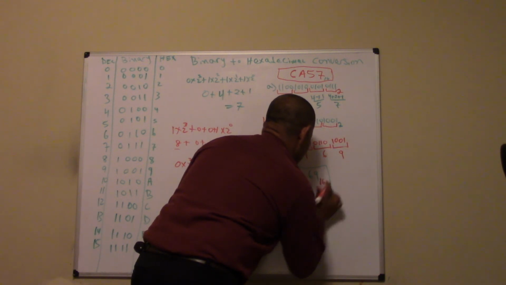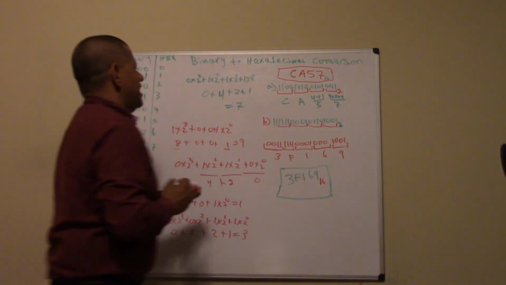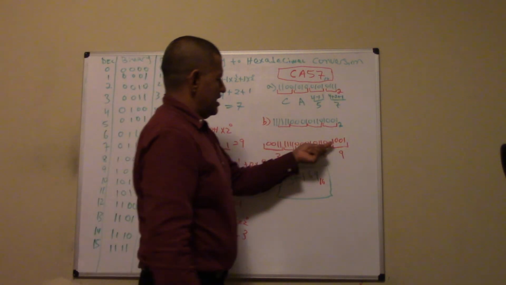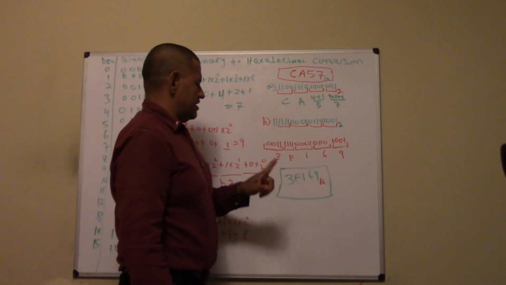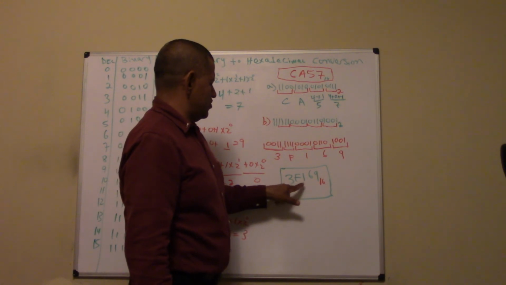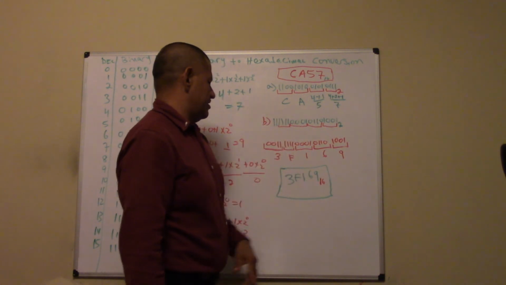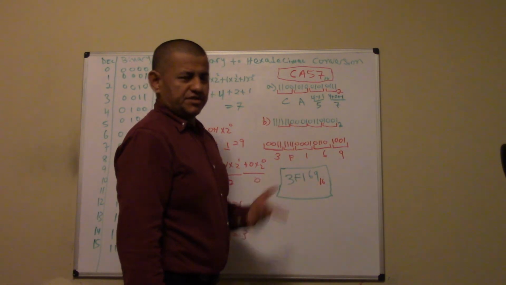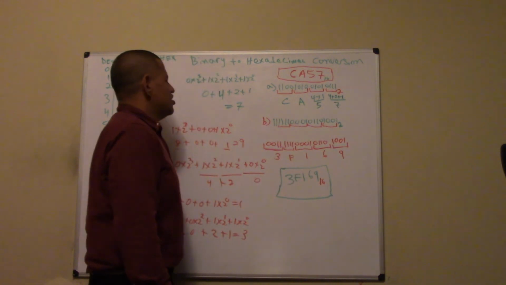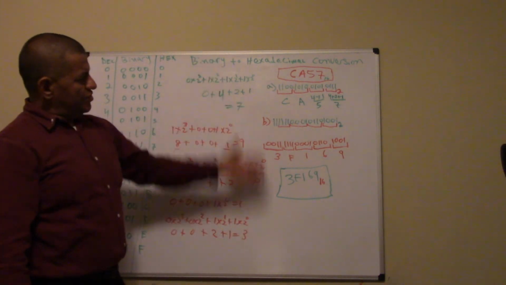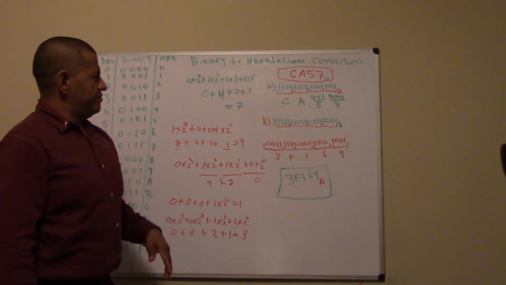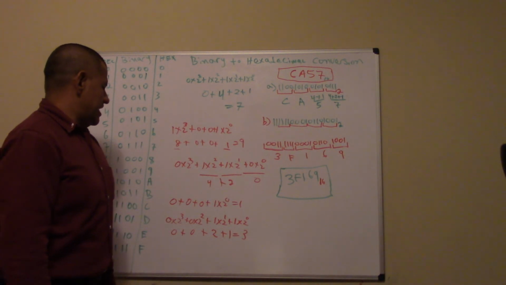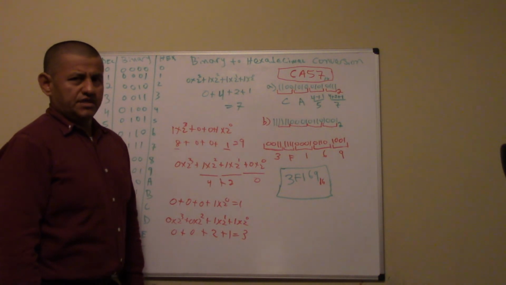Alright, so now you see the big number in binary was reduced to 1, 2, 3, 4, 5 digits, one letter and four numbers, right? So this is how you do binary to hexadecimal conversion, and I hope you learned something out of the video. Thank you for watching.